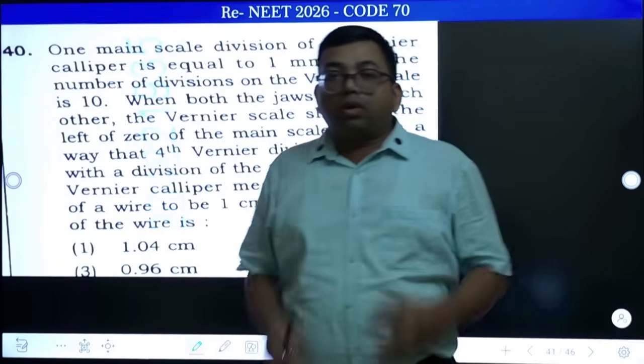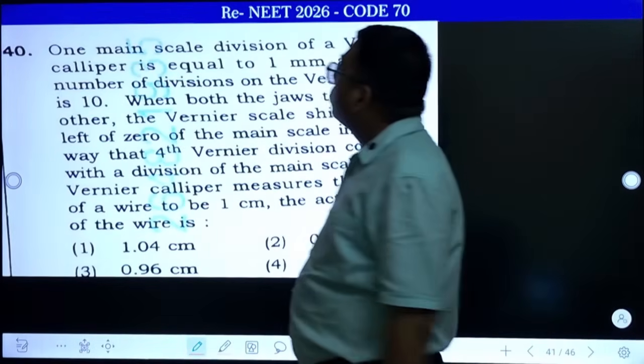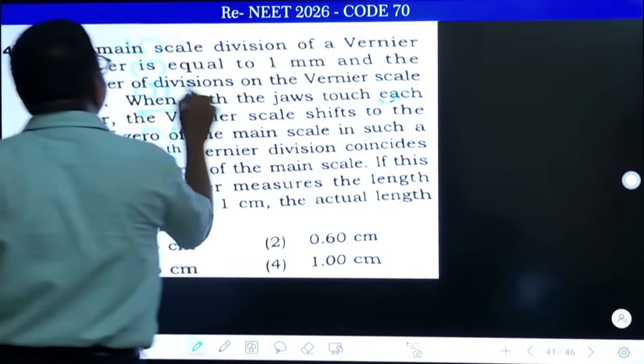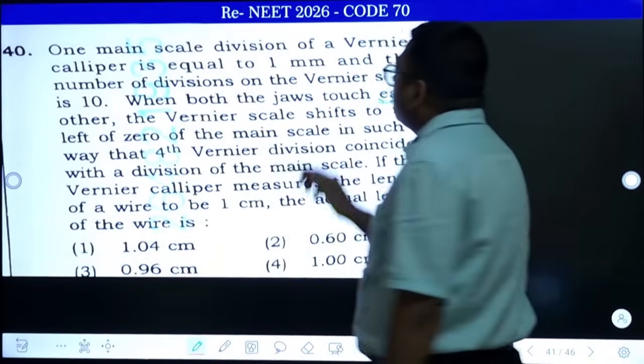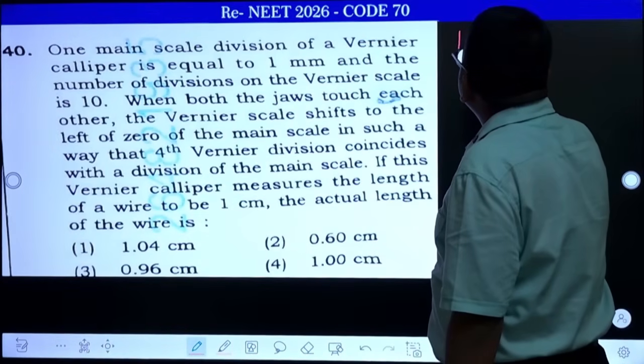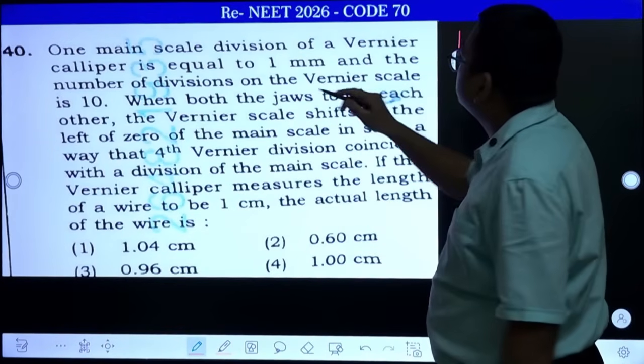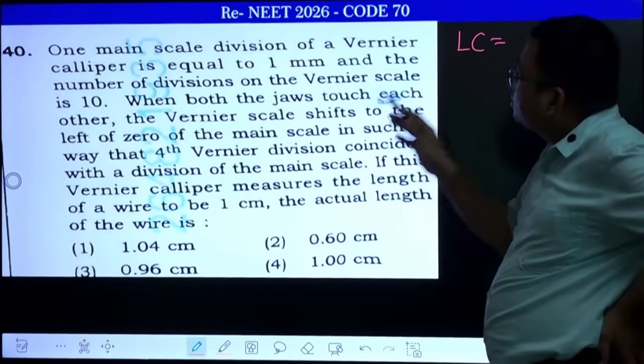Let us move next. Okay, so let's go to the next question. One main scale division of a vernier caliper is equal to 1 millimeter. So that's the normal scale, right? So what is the least count? The least count will be how much? Vernier scale ten divisions, 1 millimeter.